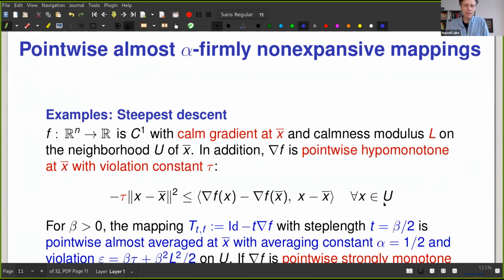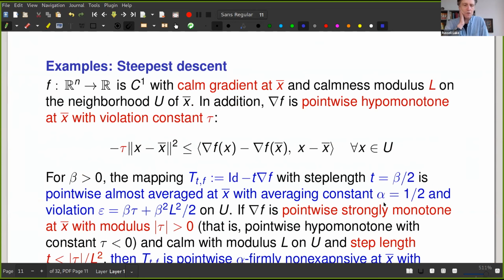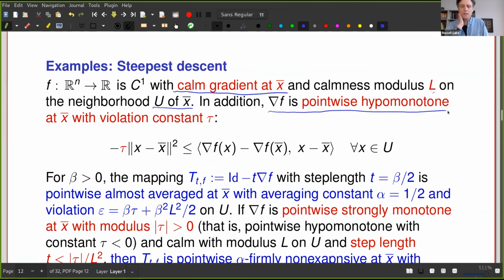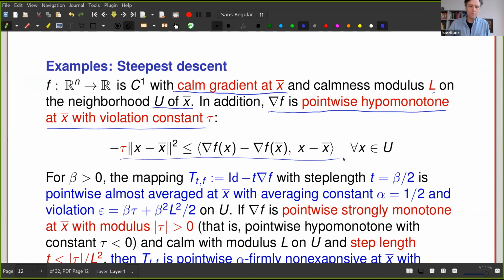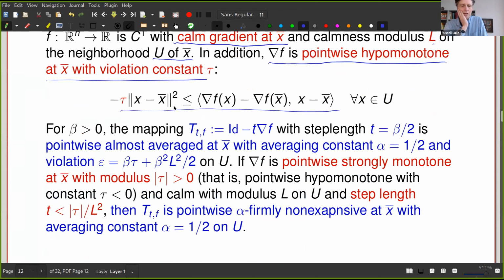Another example, steepest descent, because this is going to be key for the other crazy looking mapping that we had. So let's take a function with calm gradient. All that means is one-sided Lipschitz continuity with constant L on some local neighborhood. We're also going to assume that the gradient is pointwise hypomonotone. So this applies to approximative functions. So then we have this, it's differentiable. Now I have a choice. I'm looking at this steepest descent mapping, and I have a choice of the step length. I'm going to take the step length to be, I don't know why it was beta over 2, but the point being that I'm scaling everything.